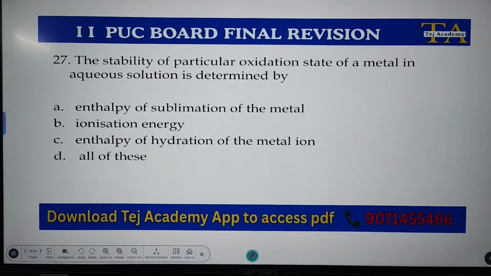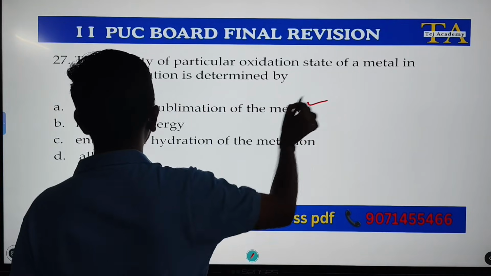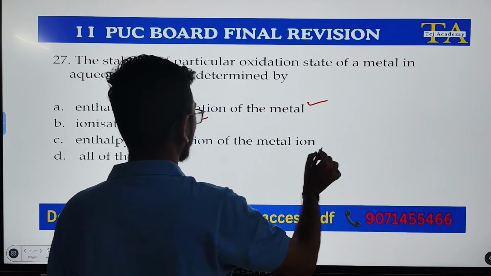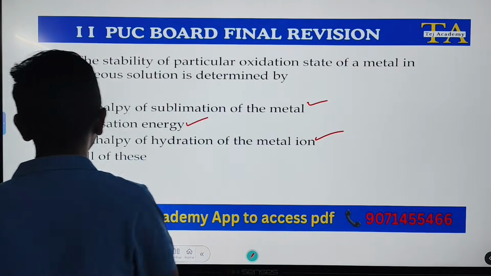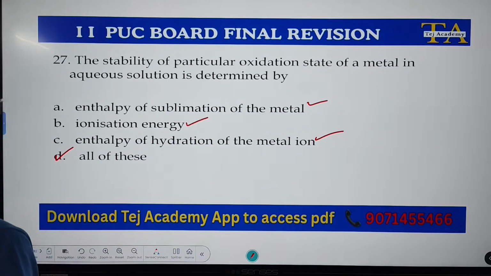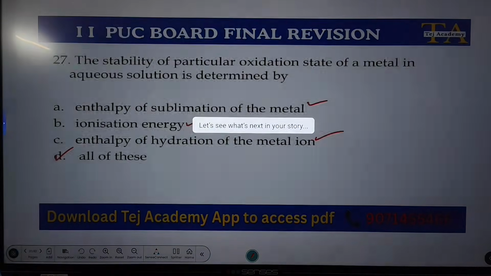Now 28. The stability of a particular oxidation state of a metal in aqueous solution is determined by, see, enthalpy of sublimation of metals, correct. Ionization energy, correct. Enthalpy of hydration of the metal ion, correct. So all of these is the right answer.